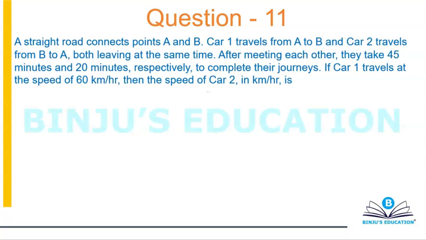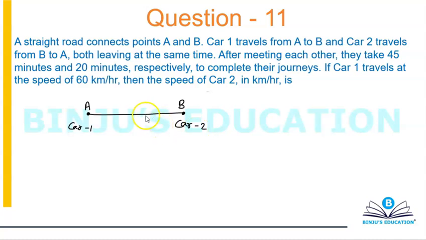Alright, let's draw this one. A straight road connects point A and B. So we have A, we have B. Car 1 travels from A to B and car 2 travels from B to A, both leaving at the same time. After meeting each other, they take 45 minutes and 20 minutes respectively to complete their journeys.